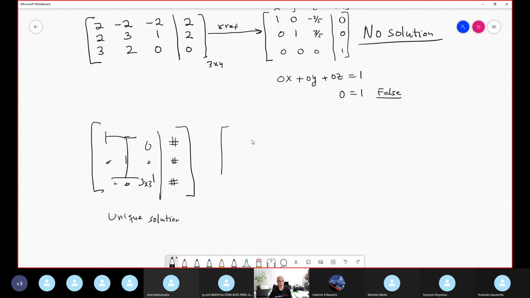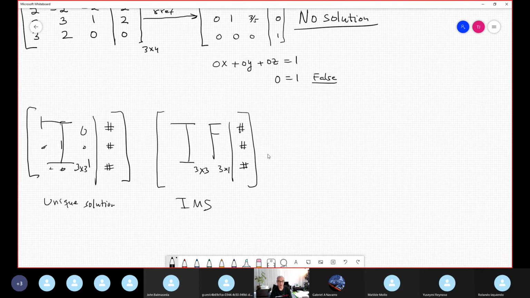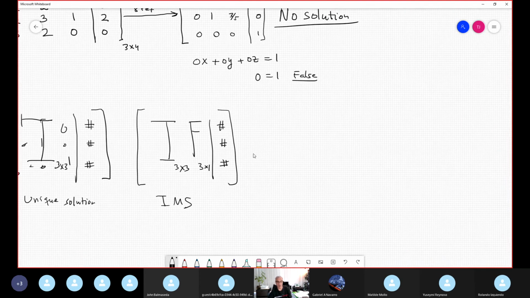Another possibility is that we have the identity matrix, suppose 3 by 3 also, but you have an extra column, capital F, 3 by 1, and this is the right-hand side. Then you have infinitely many solutions. And the dimension of the solution is 1 because we have one extra column. Next time I bring more examples to clarify that.